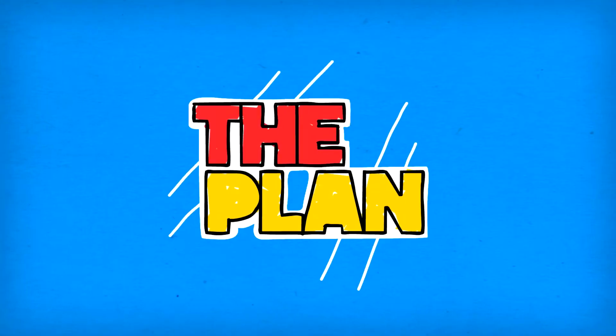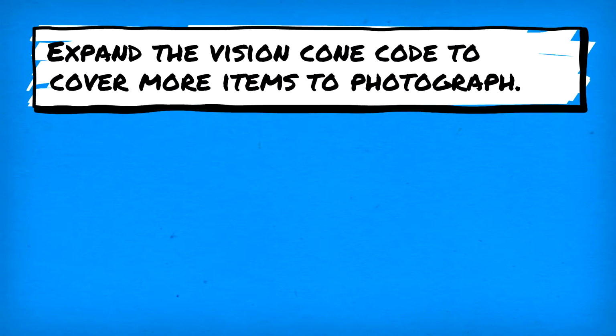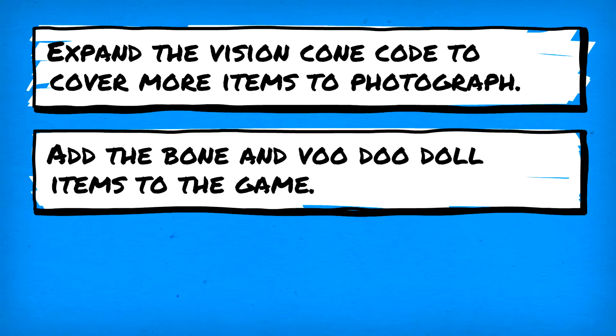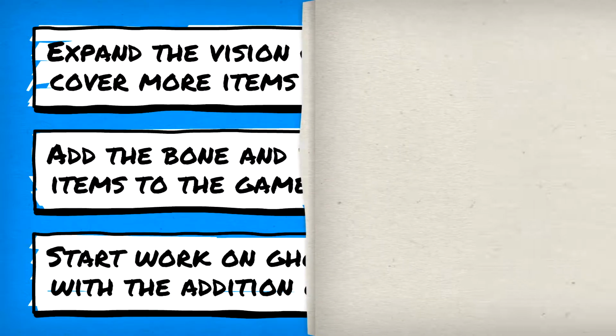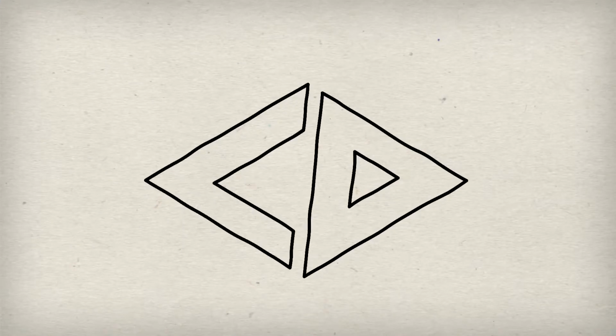Progress we continue building on with today's plan. We'll be adding to the vision cone code in order to expand the number of things that we can photograph. This includes the bone and voodoo doll items, which will also be added to the game. And finally, we'll start testing ghost-related interactables with the addition of the salt item. Sounds like a plan, so let's get to the coding.